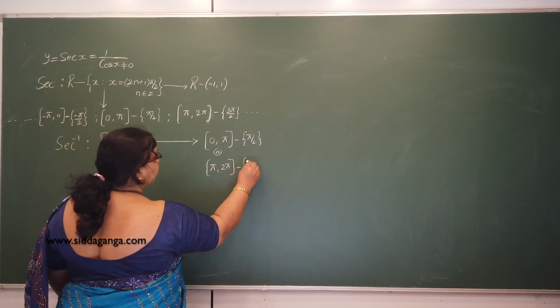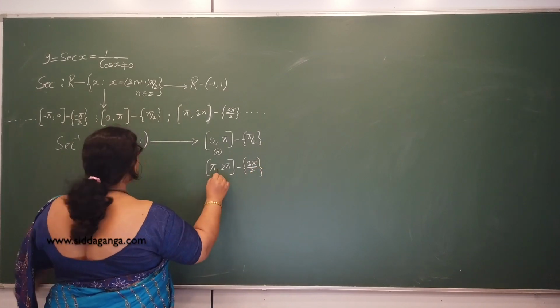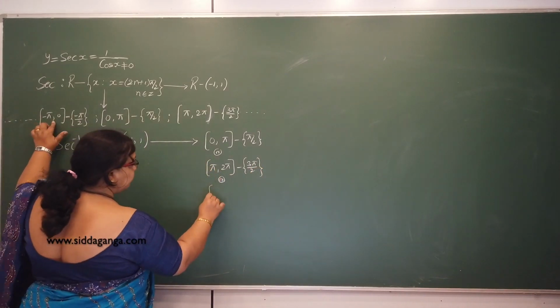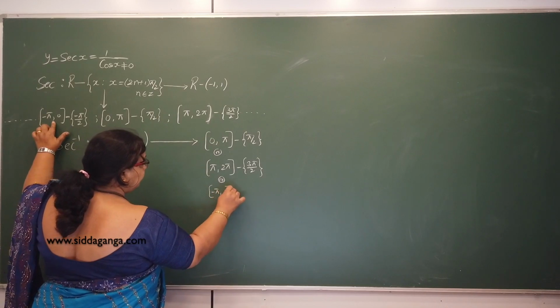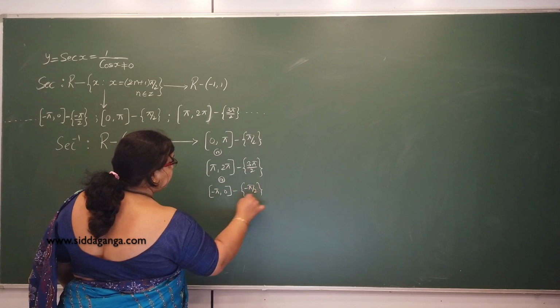Or we can take that is pi, 2 pi, we have to delete 3 pi by 2, or we can take this also as a range. So minus pi by 2, and so on.